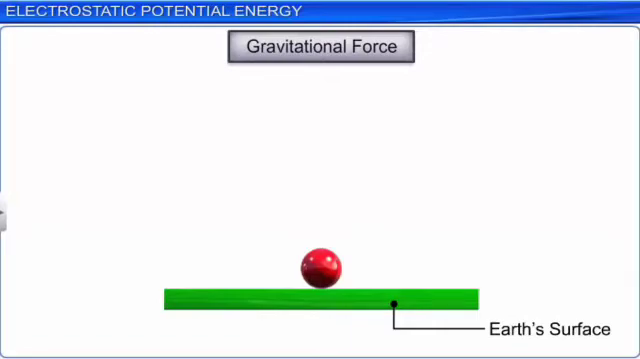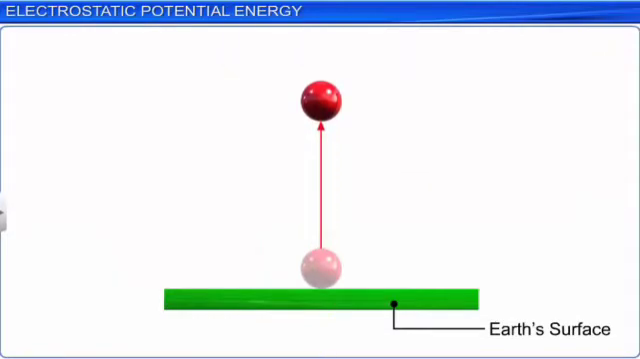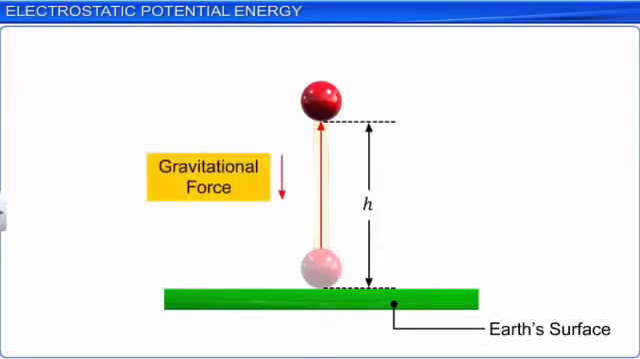When work is done against a conservative force, like gravitational force, it gets stored as potential energy. Let's consider a body lifted vertically to a height h from the surface of the Earth. Some work needs to be done against the gravitational force of the Earth to lift the body, which is stored as potential energy in the body.